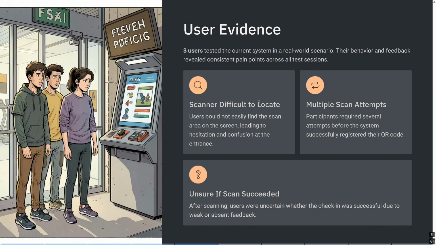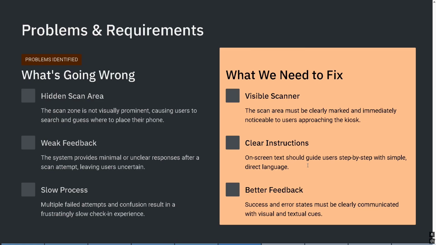So users gave us feedback and we've taken notes. The scanner is difficult to locate and it needs multiple scans to just get in. And the biggest one of them is they are unsure whether it succeeded or not. And the door is manual, so whenever you scan, you don't know until you push the door. So sometimes you scan, you try to get in, and you're surprised that the scan did not work correctly.